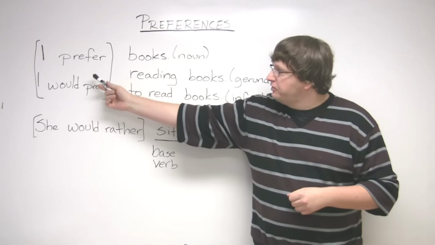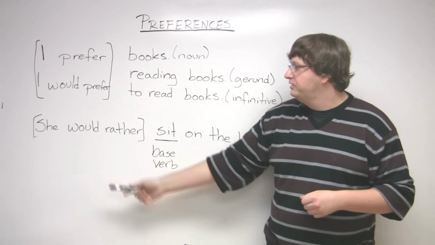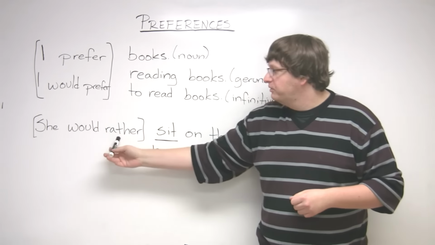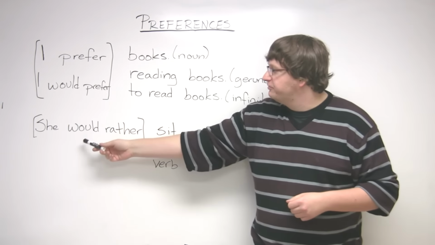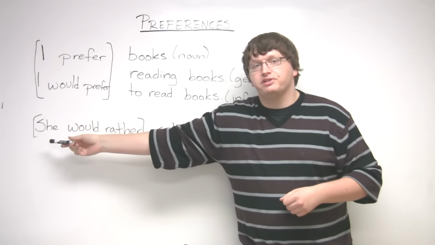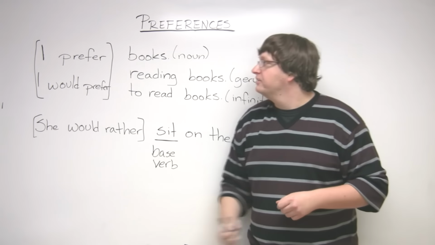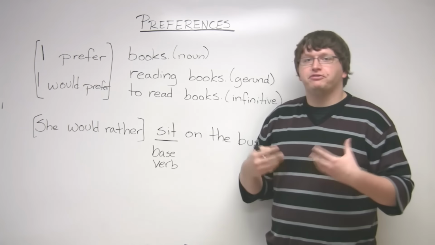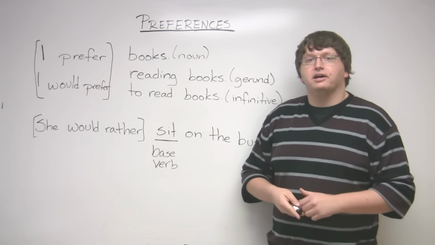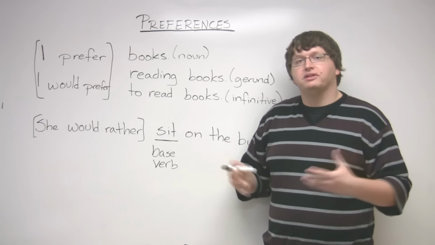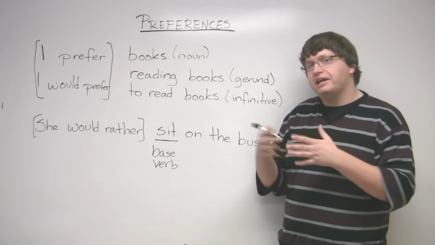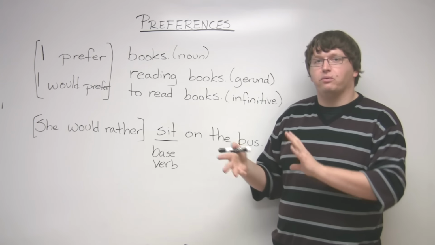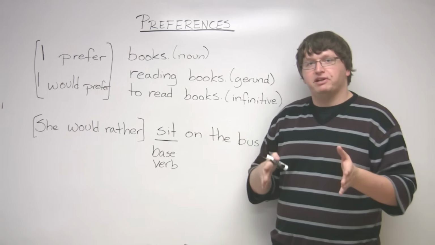So we have I prefer, I would prefer, and would rather. So it's prefer, would prefer, and would rather, and they always begin with the subject. Okay, so let's talk about prefer. If you say, I prefer books, it just means in general, in most situations, you like books compared with watching television, as we mentioned.